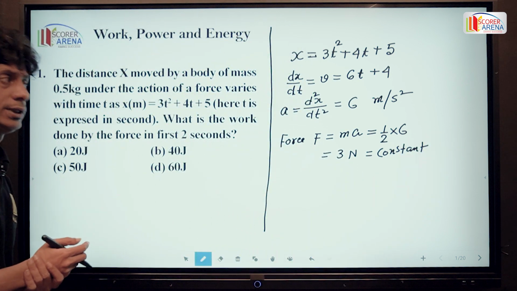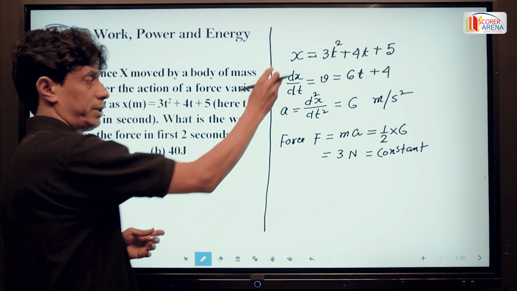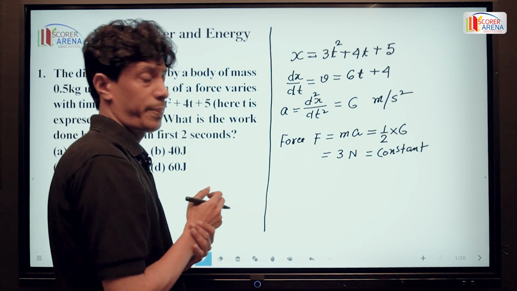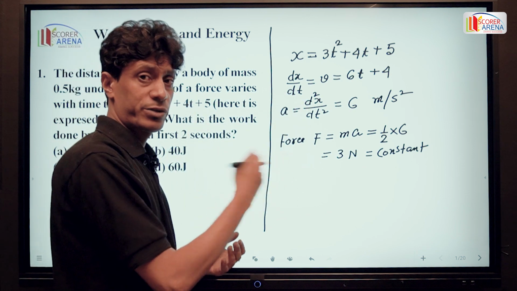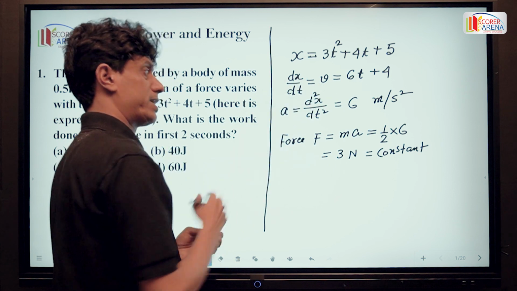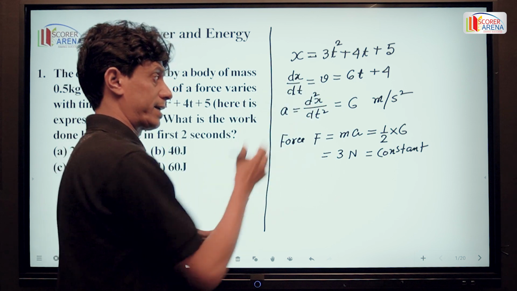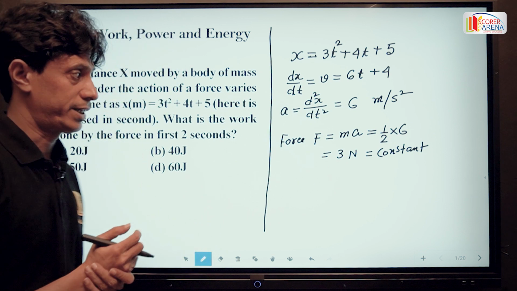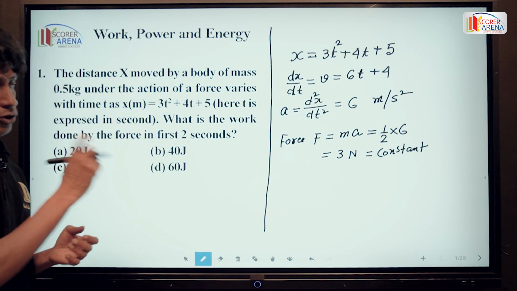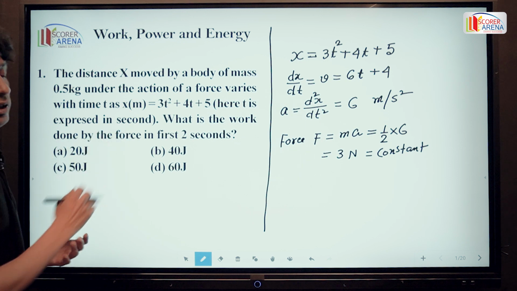So this is the displacement of the particle as per the problem, and differentiating both sides with respect to time, we get velocity v. Similarly, differentiating again, acceleration is equal to 6 meter per second square, and the force acting on the body is 3 Newton, that is a constant force acting over the body.